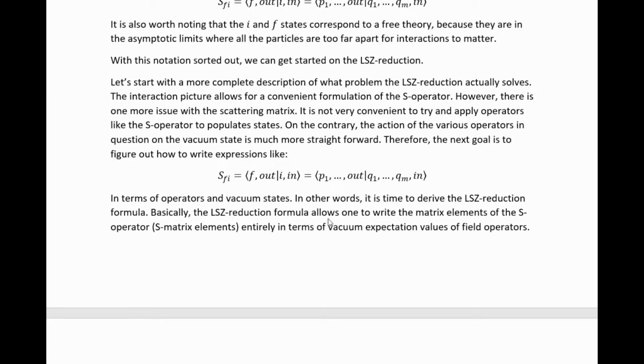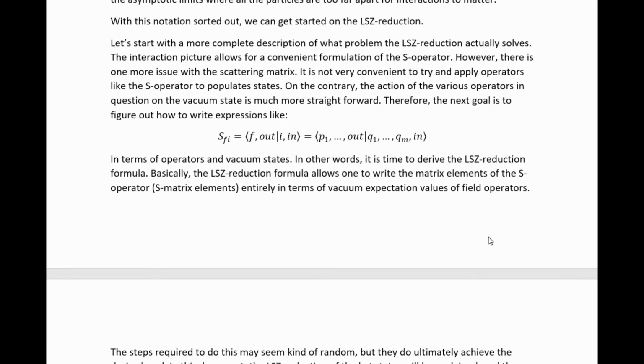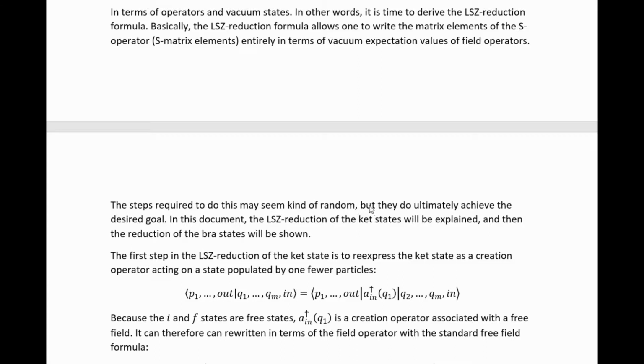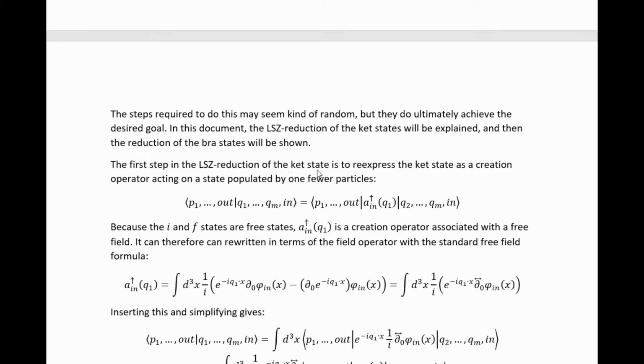Basically, the LSZ reduction formula allows one to write the matrix elements of the S operator, S matrix elements, entirely in terms of vacuum expectation values of field operators. The steps required to do this may seem kind of random, but they do ultimately achieve the desired goal. In this document, the LSZ reduction of the Ket states will be explained, and then the reduction of the Bra states will be shown. The first step in the LSZ reduction of the Ket state is to re-express the Ket state as a creation operator acting on a state populated by one fewer particles. These states are constructed by applying some number of creation operators on the vacuum, one for each particle, so we can pull one of the particles out of the states here and rewrite it as this creation operator acting on it, its equivalent.